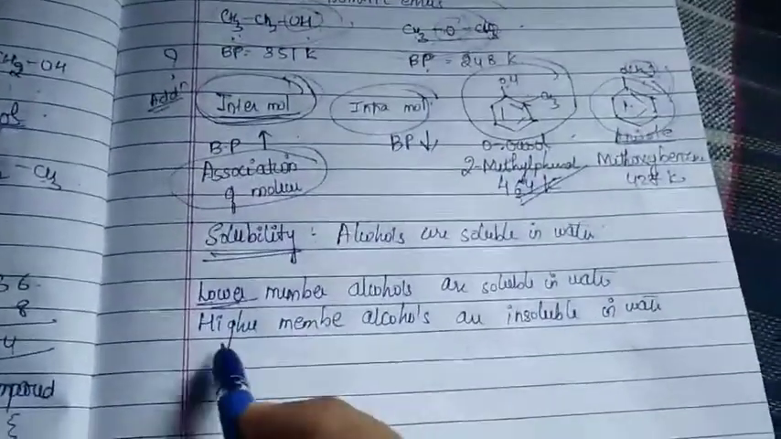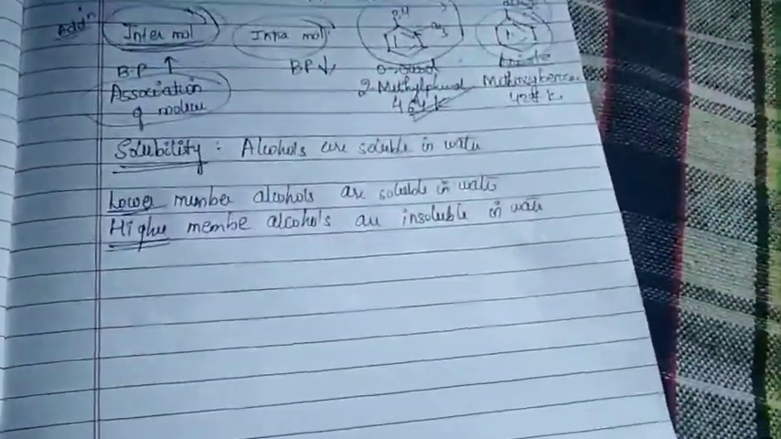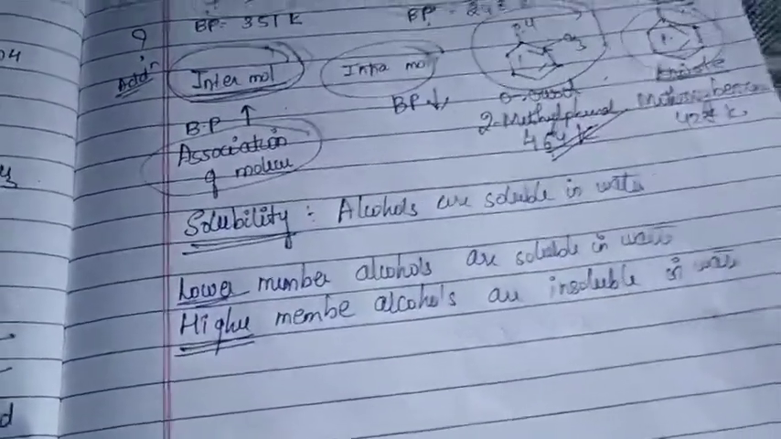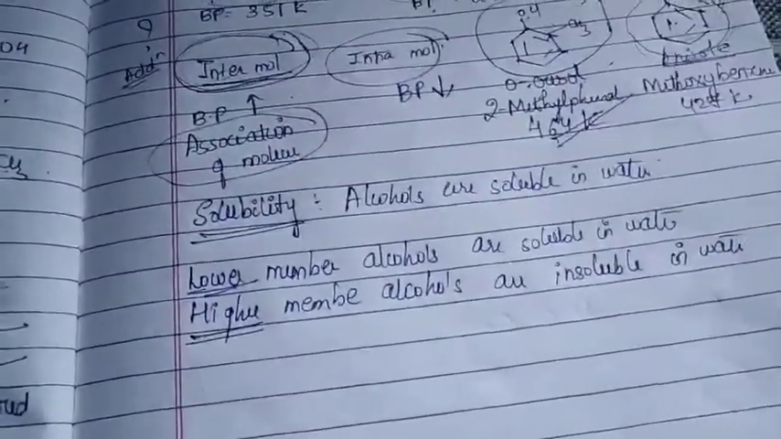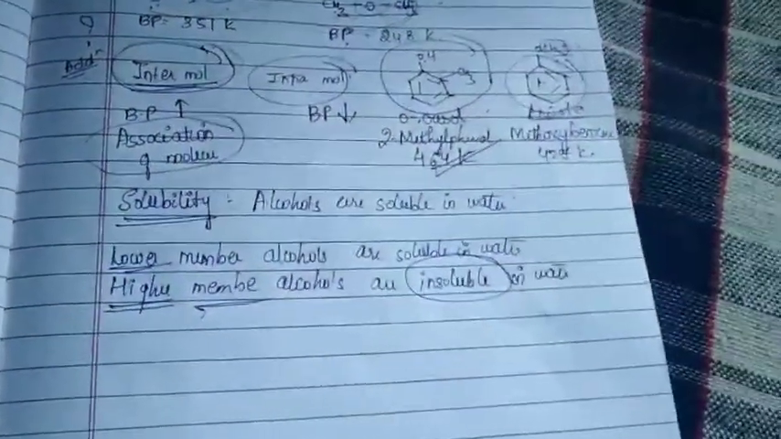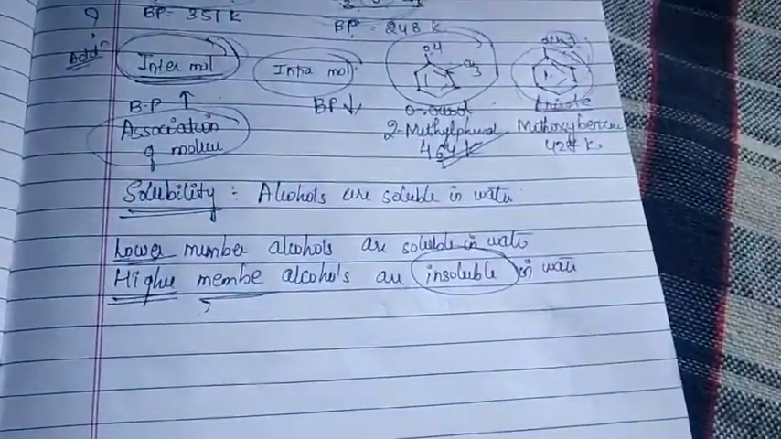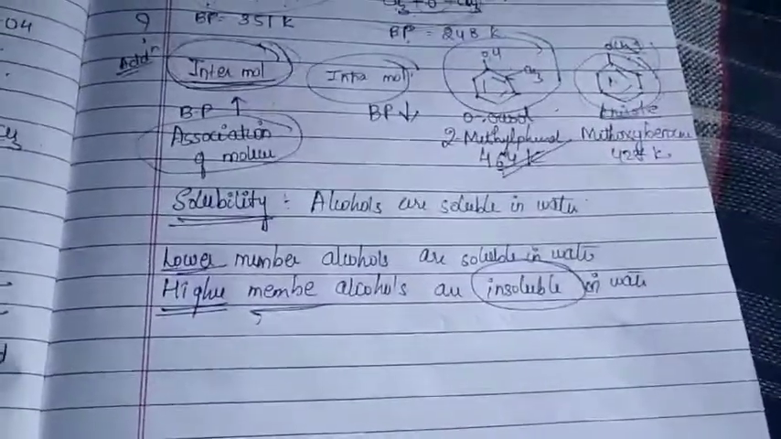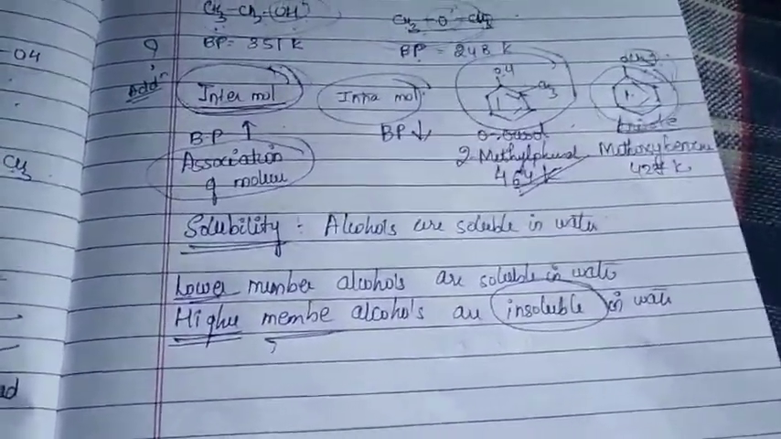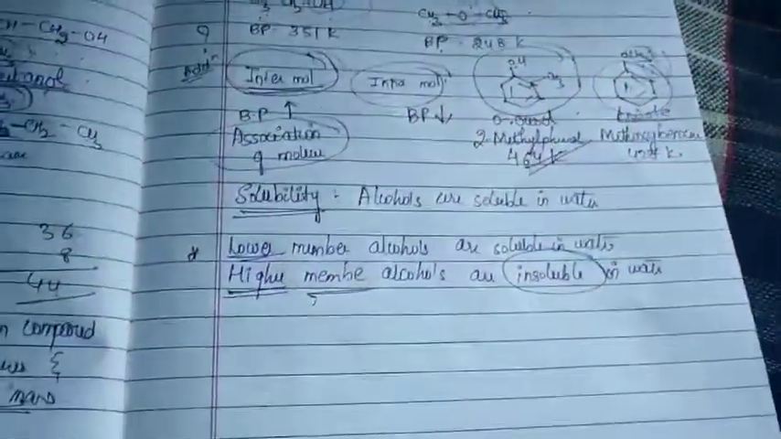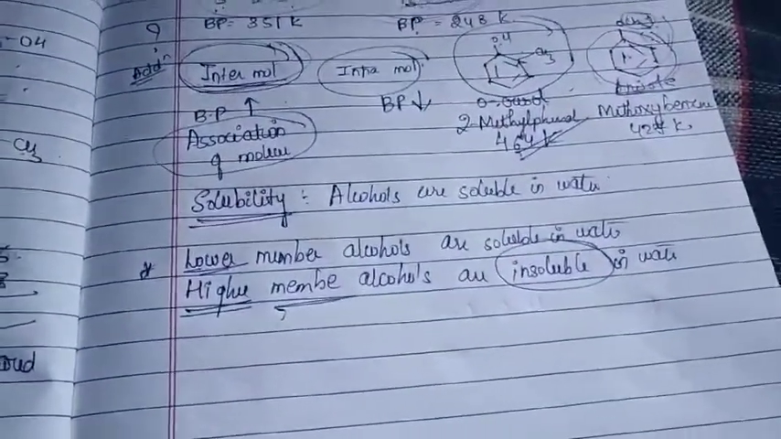But when we come to the higher membered alcohols like your hexanol, heptanol, sorbitol, those fall under the category of higher membered alcohols. Do remember, such higher membered alcohols are insoluble in water because they do not have such a capacity to form hydrogen bonds with water. So whenever an organic compound is not soluble in water, they do not have the capacity to form hydrogen bonding with water. This is the most important point you have to remember. Lower membered alcohols are soluble in water, whereas higher membered alcohols are insoluble in water.